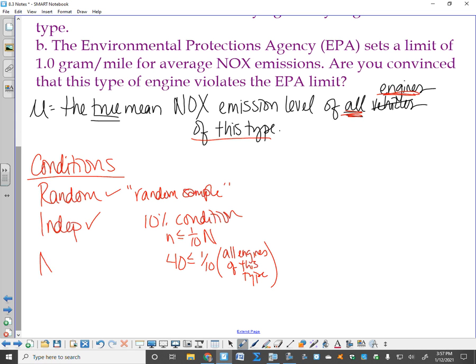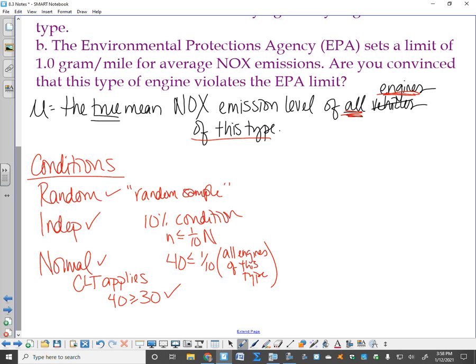Okay, now I need to be normal. Check. I had a sample size of 40. So CLT applies. And let me say why. 40 is greater than or equal to 30. So number 1, yes, I'm normal. Number 2, here's why. And number 3, that's why the CLT applies. So all 3 things are needed.